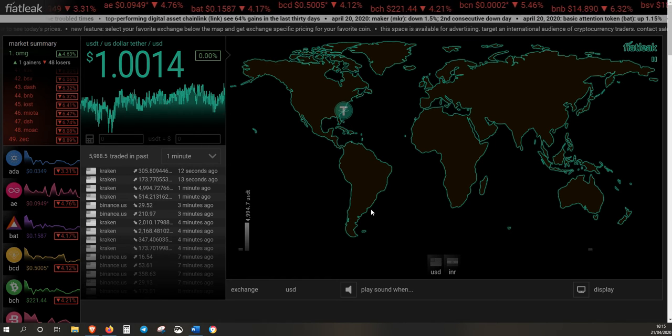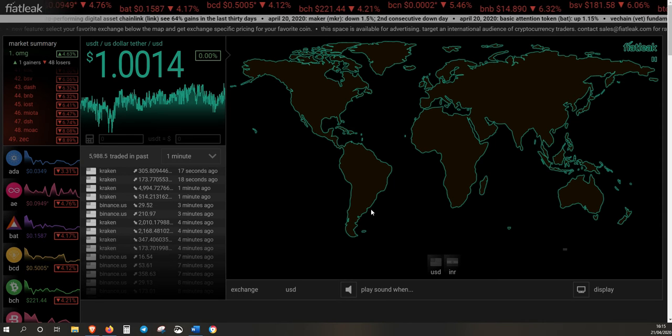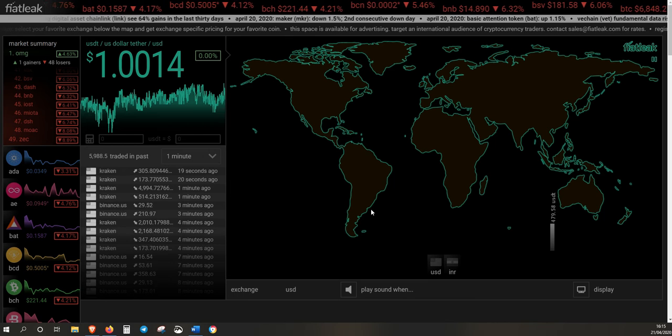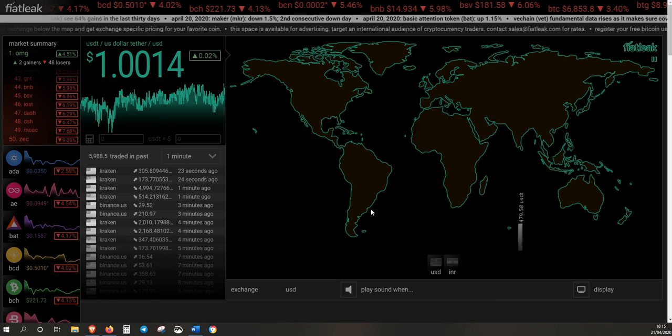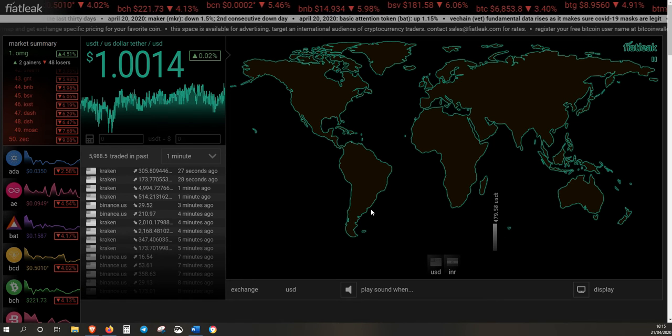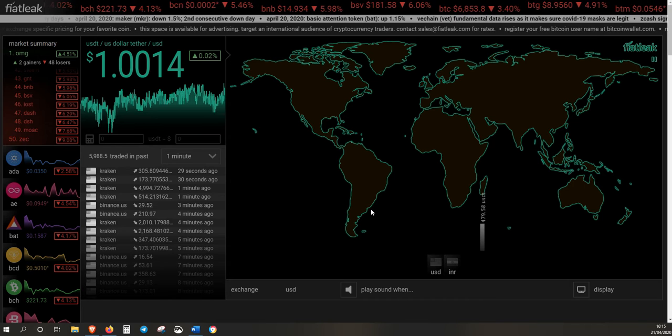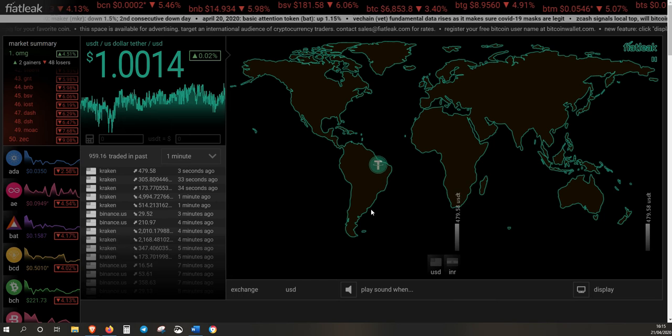So first and foremost, what are stablecoins? They are crypto assets that maintain a stable value relative to a stable asset or basket of assets. Stablecoins can be pegged to assets like precious metals, fiat currency, or an assortment of all of them or some of them.